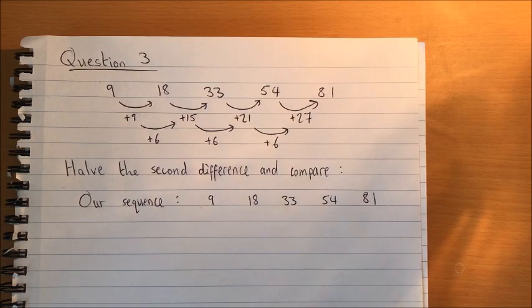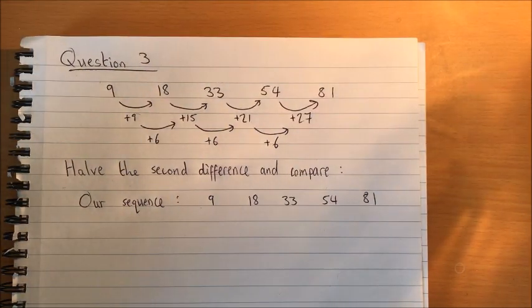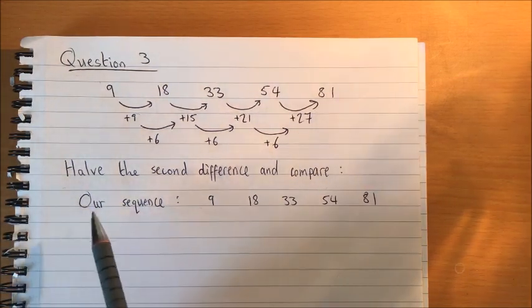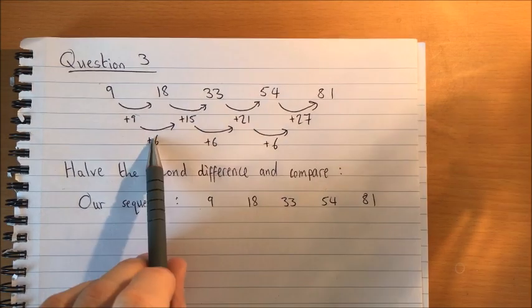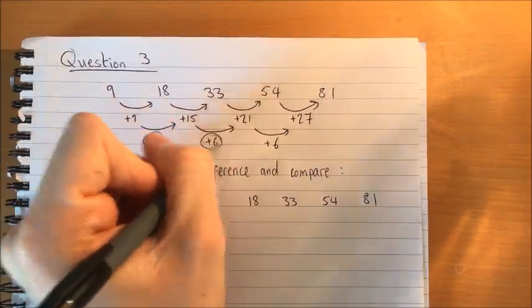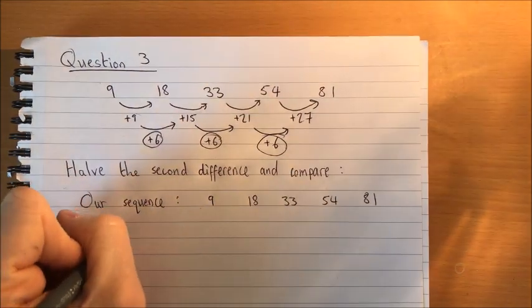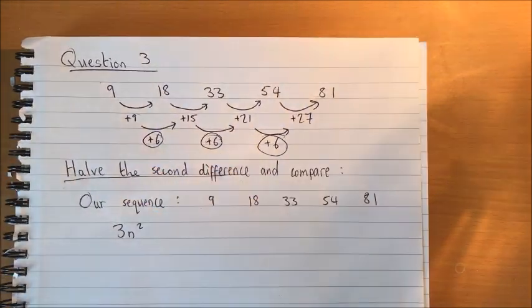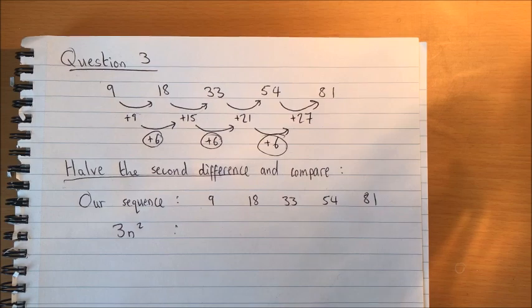So thinking about the last two questions, I know at this stage what I need to do to find my nth term. I halve the second difference and compare it with our sequence. I've written out our sequence, and I need to halve this second difference. If the second difference is 6, I'm interested in comparing our sequence to 3n squared, because half of 6 is 3, so that's what halve the second difference means.